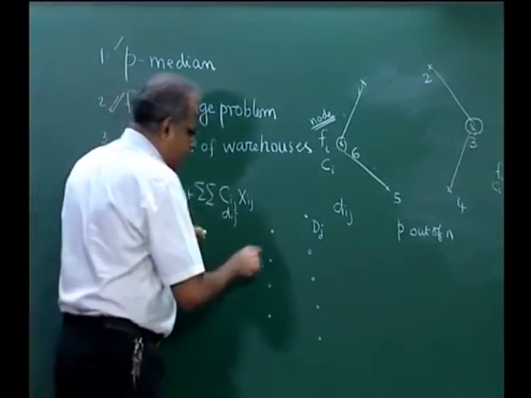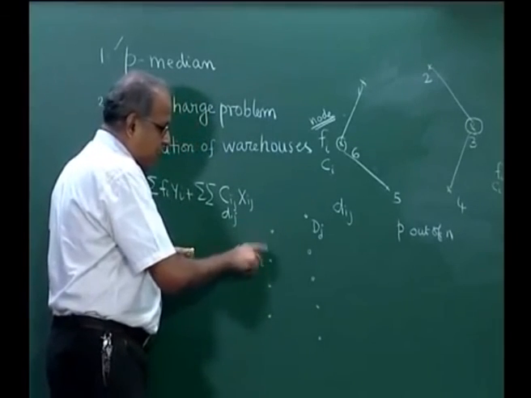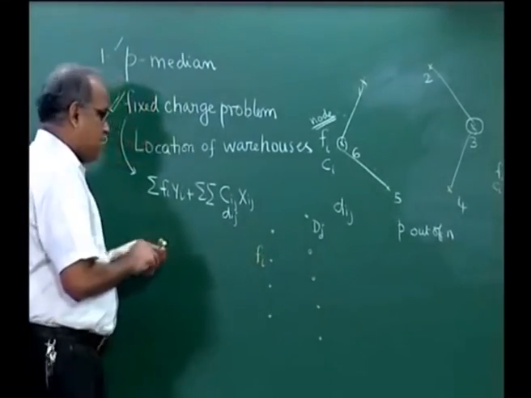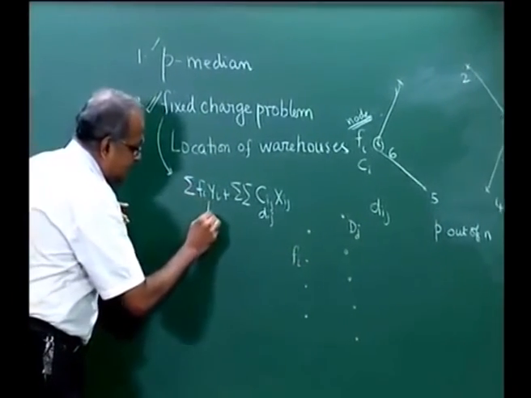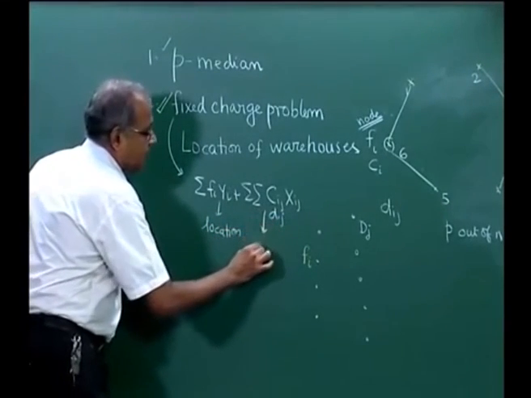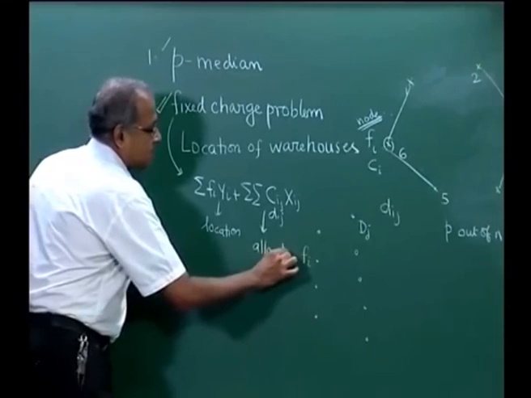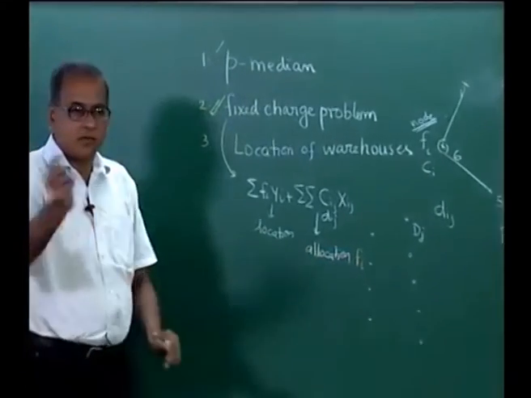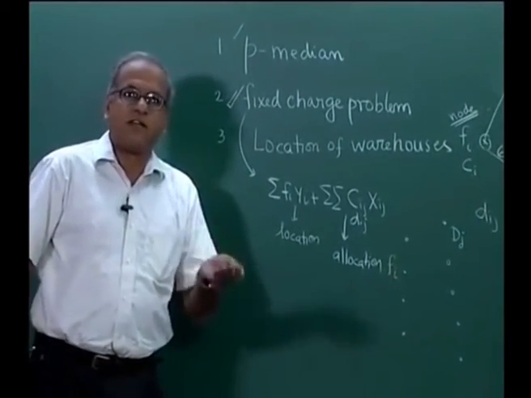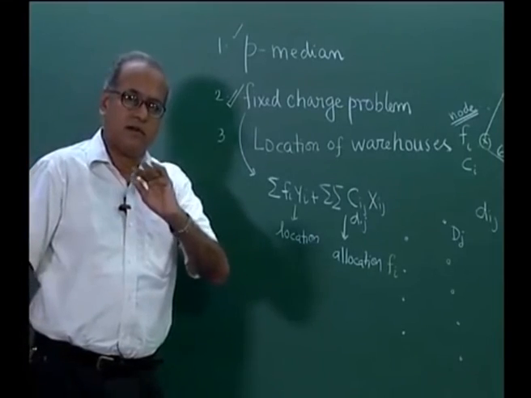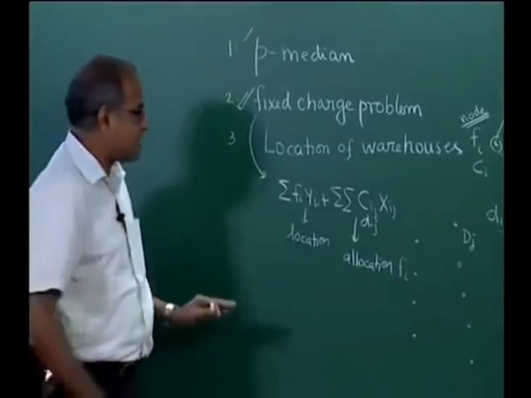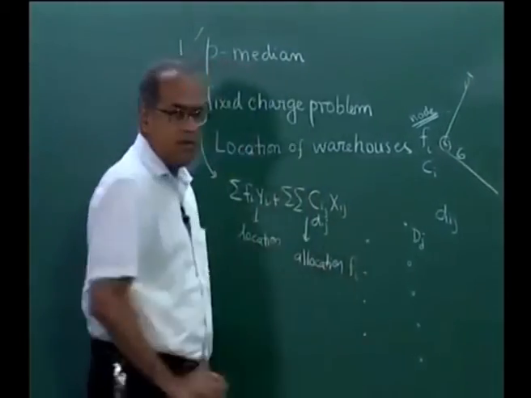Now, yi equal to 1 if this site is chosen. So, the objective function will minimize this, the cost of location, and this, the cost of allocation. It is also called the location allocation problem, because we talk of locating facilities as well as allocating from the capacity of these facilities to meet the demand. It is called the location allocation problem.